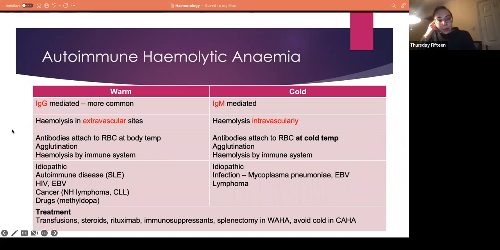The way you treat it is with supportive transfusions. So if they're really, really anemic, you'll want to replace it. Steroids and other immunosuppressants to stop your immune system attacking your red blood cells. If you get large splenomegaly because of all of the destruction of the Hb in your spleen, then you can end up having your spleen taken out. And in cold, you'd be advised to avoid the cold because that would precipitate a crisis.